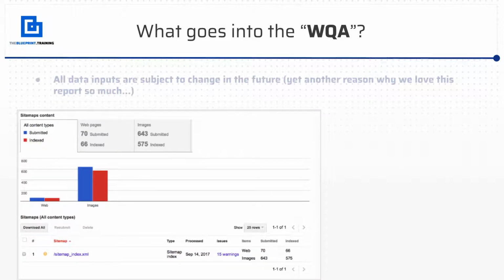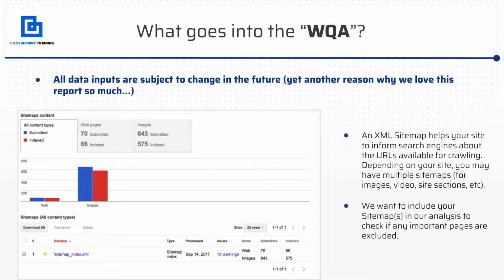So what exactly goes in the website quality audit? Well, we go through and we scrape your XML sitemaps. We add this into the report and it helps us ping against the crawl to see if those pages are within your sitemap or not.